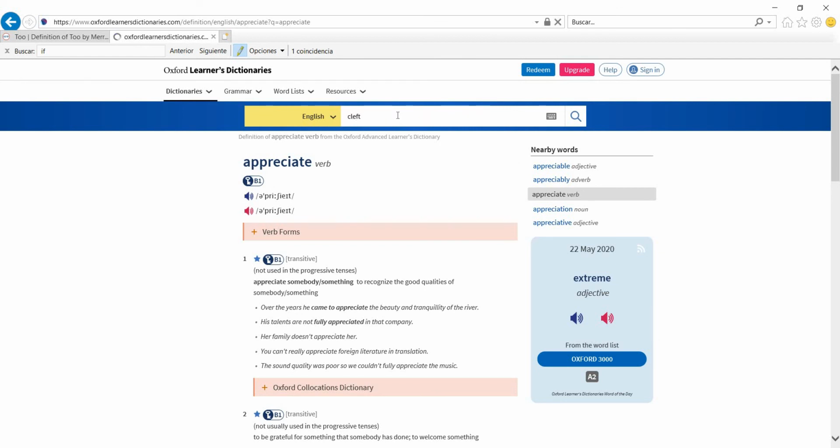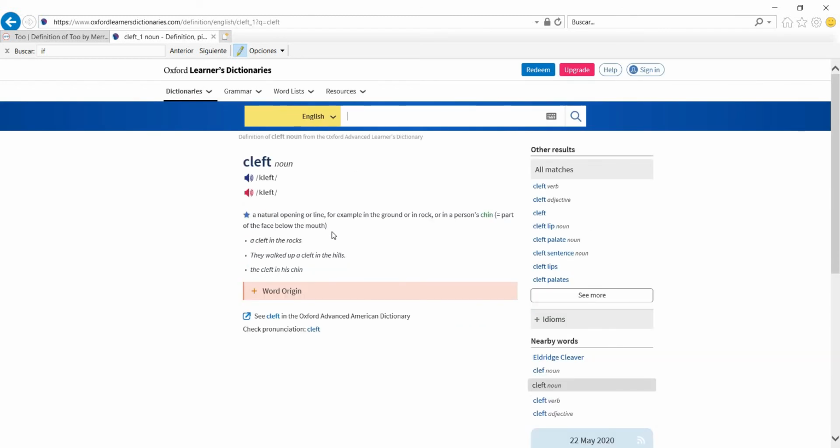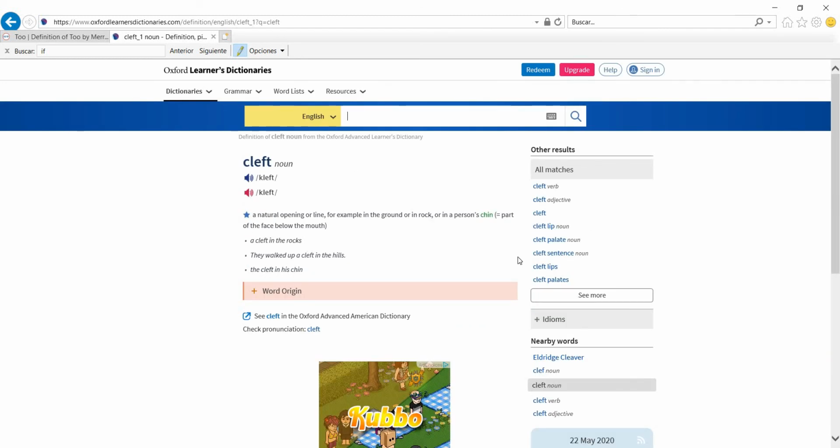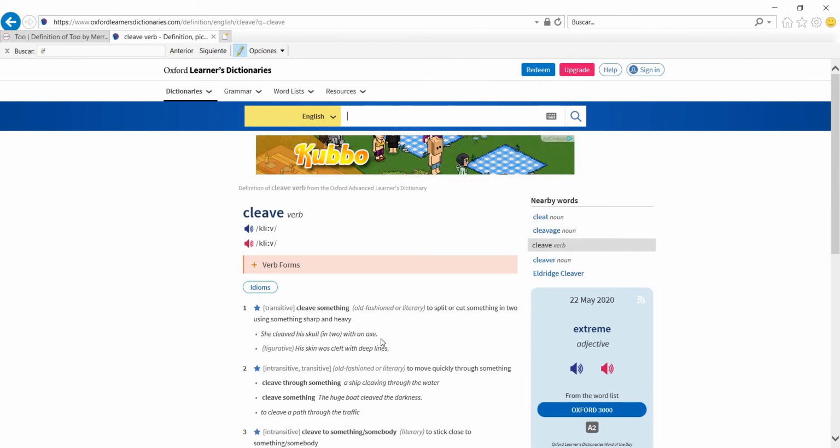Cleft. And you know, cleft means divided into two, right? So you have a cleft in your chin, for example. You also have a cleft palate, divided into two. And there's also a cleft sentence, right? And this comes from the verb to cleave, which is to separate in two, right? She cleaved his skull in two with an axe. Oh dear. Okay.